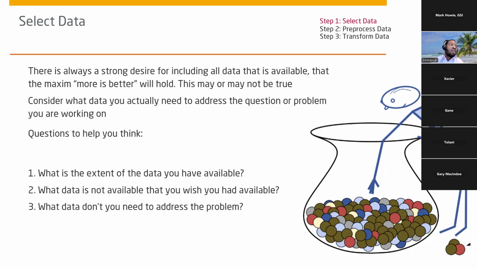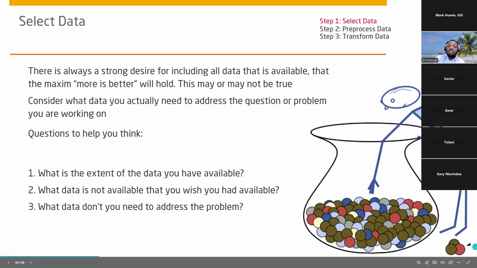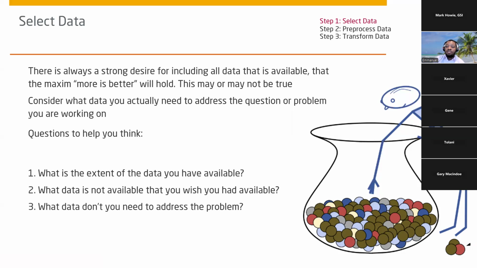And also knowing the data you don't need to address the problem. After you have all those data sets that are available, you need to be able to narrow it down, because again, not all the data sets that you have might be useful. And just because you have the data set doesn't mean you need to use them. So it's very important for you to understand which data set is useful, which one is not useful.